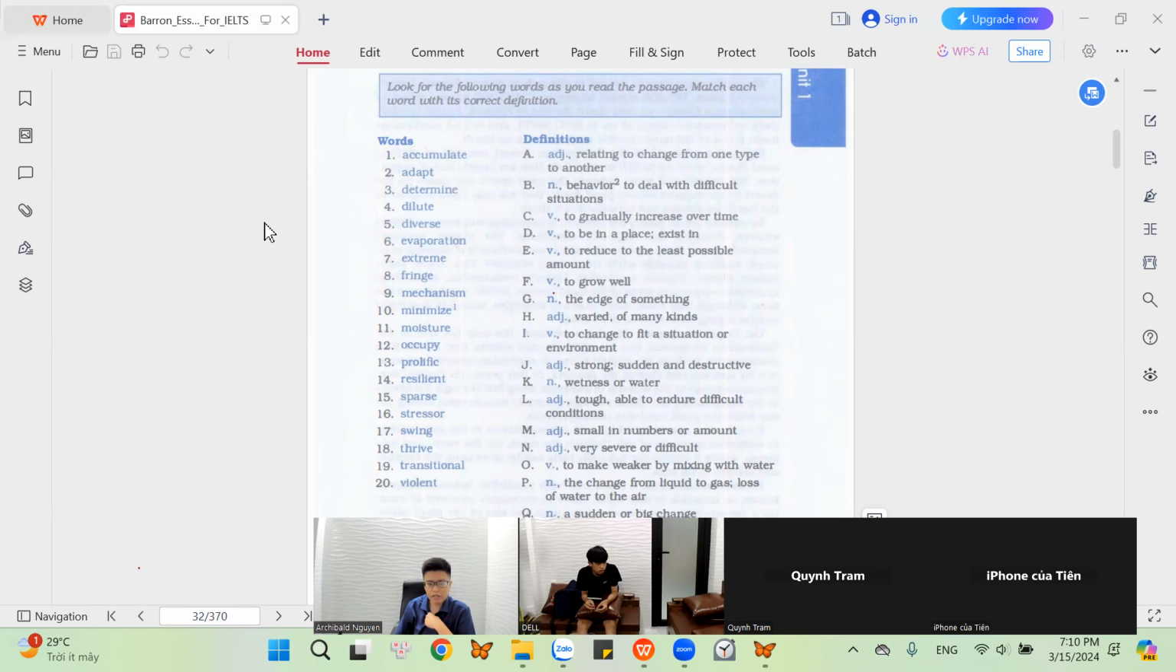All right. So here the first word is the word accumulate. When you see TE at the end of the word, we have the noun of it, that is shun. Accumulate or accumulation. When you accumulate things, it means you add up those things.